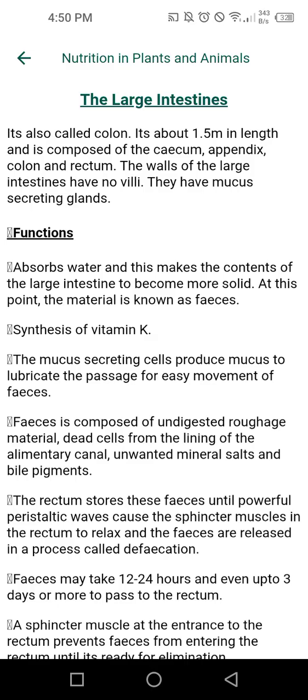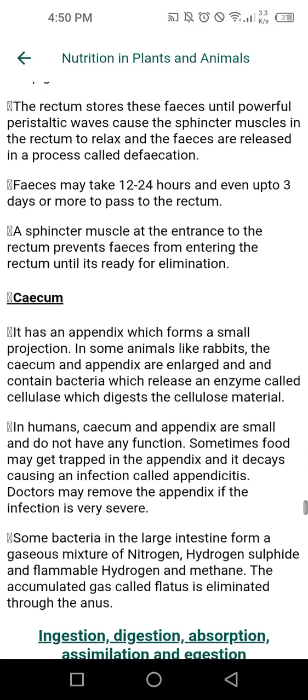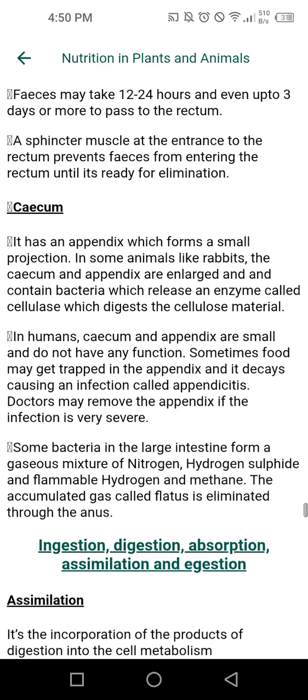Feces is composed of undigested roughage material, dead cells from the lining of the alimentary canal, unwanted mineral salts and bile pigments. The rectum stores these feces until powerful peristaltic waves cause the sphincter muscles in the rectum to relax and the feces are released in a process called defecation. Feces may take 12 to 24 hours and even up to 3 days or more to pass to the rectum. A sphincter muscle at the entrance to the rectum prevents feces from entering the rectum until it's ready for elimination.